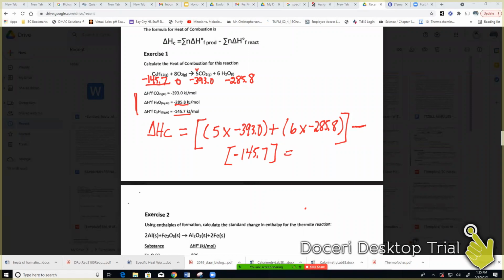All right, so give that a try, put it in your calculator, because it's not really that hard as far as getting your numbers, but sometimes the mistakes happen whenever you get to putting it into your calculator.